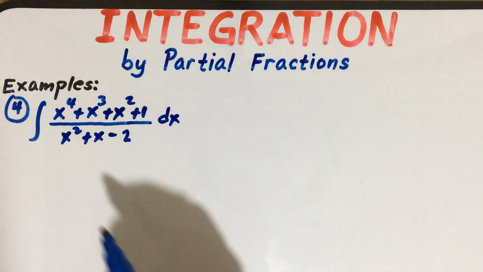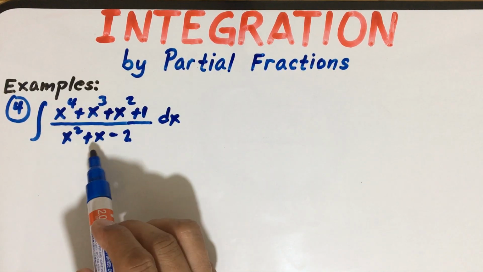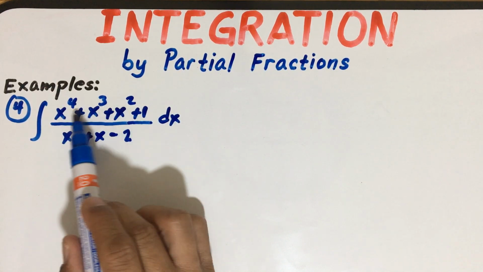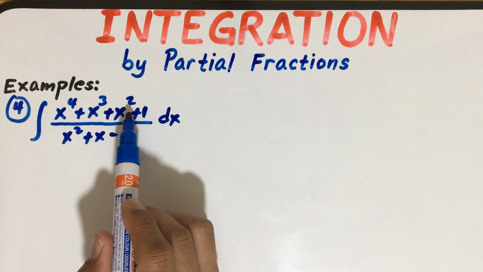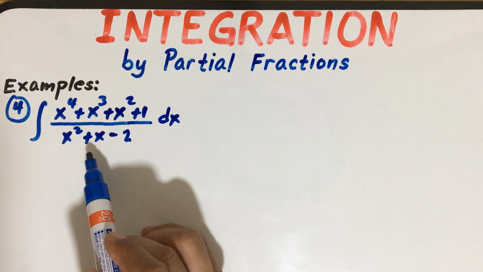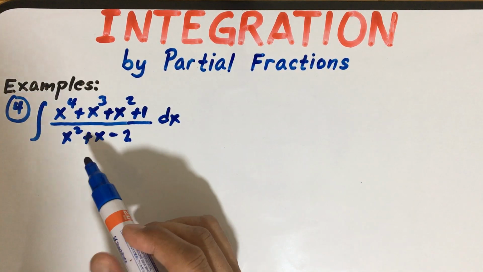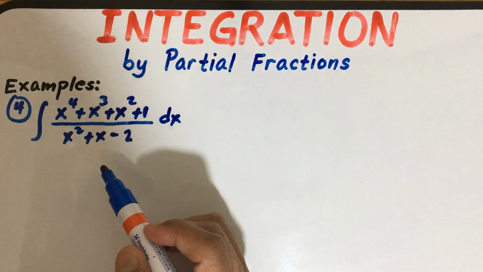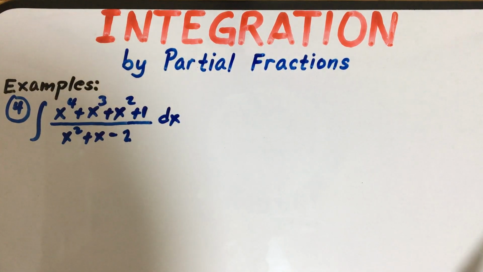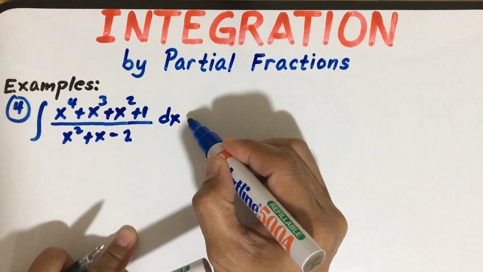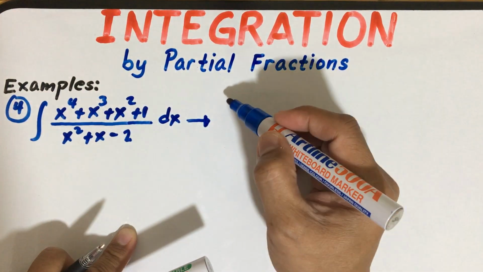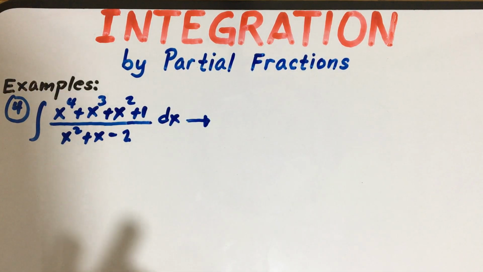Now if you are going to inspect the numerator and the denominator, we can see here that the degree of the numerator is higher than the degree of the denominator. So as what we've done in our example number 3, we're going to do the polynomial division first before we proceed to what we had done in our first three examples. Okay, so after doing the polynomial division, the result will be something like this.